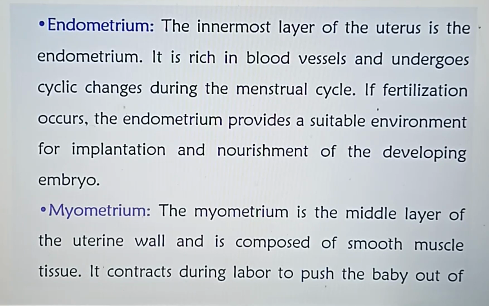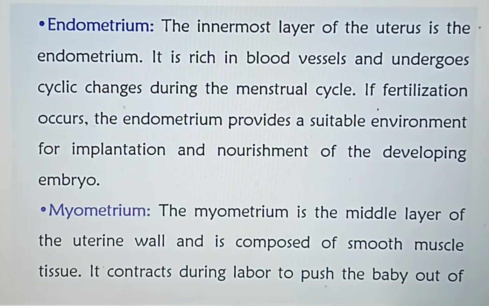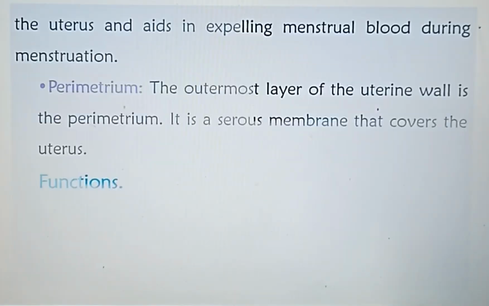Myometrium. The myometrium is the middle layer of the uterine wall and is composed of smooth muscle tissue. It contracts during labor to push the baby out of the uterus and aids in expelling menstrual blood during menstruation. Perimetrium. The outermost layer of the uterine wall is the perimetrium. It is a serous membrane that covers the uterus.